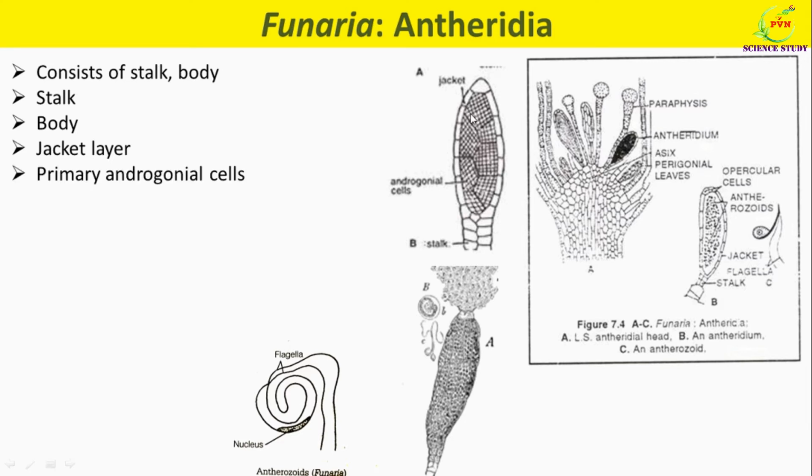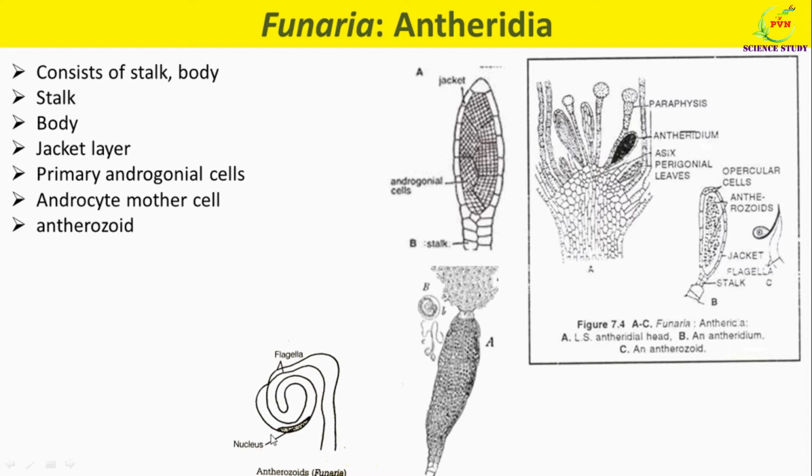The jacket layer encloses a dense mass of haploid cells called primary androgonial cells. These primary androgonial cells divide and redivide by mitotic cell division, and the last generation of these cells is called androcyte mother cells. Each androcyte mother cell divides to form two androcytes. Protoplast of each androcyte develops into a single biflagellated sperm or antherozoid.